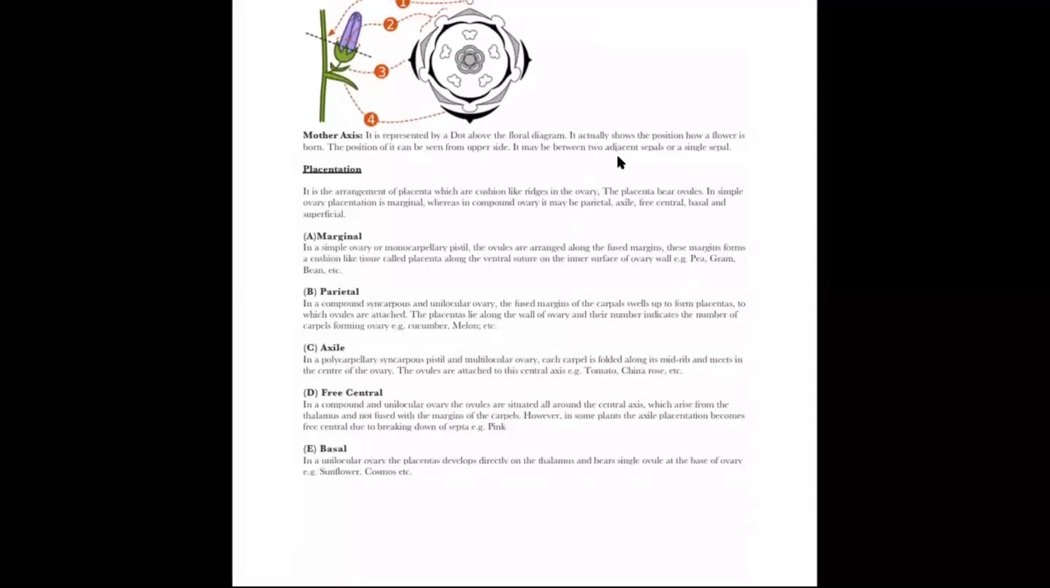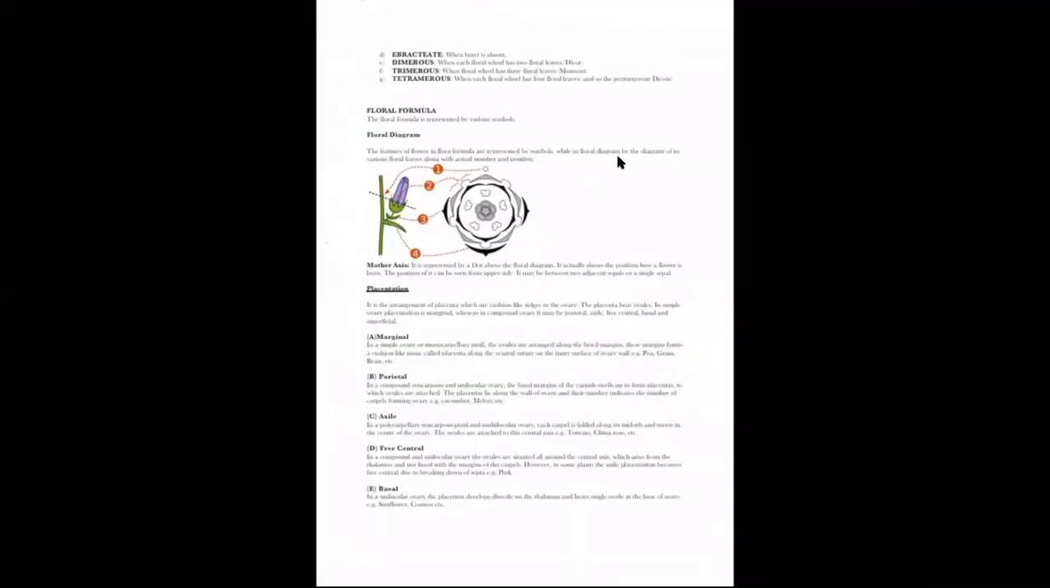Then comes your placentation. Okay, it is the arrangement of placenta which are cushion-like ridges in the ovary. The placenta bears ovules. In simple ovary, placentation is marginal, whereas in compound ovary, it may be parietal, axial, free central, basal, and superficial. ठीक है, ये मेरे पास एक picture है on the next page जो मैं आपको दिखाता हूँ.